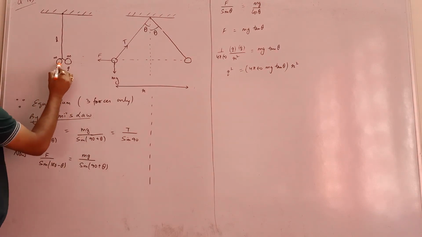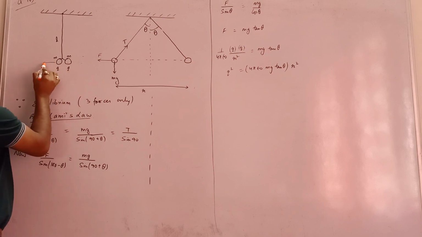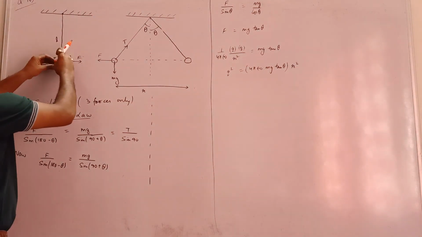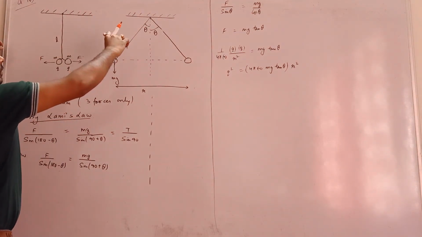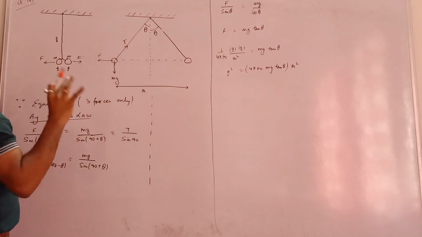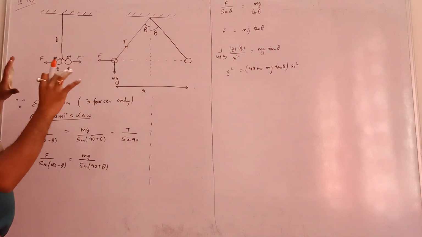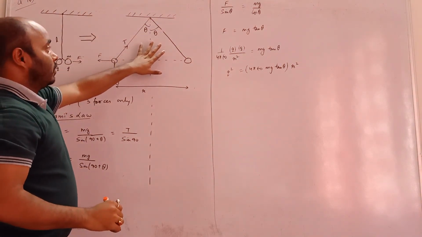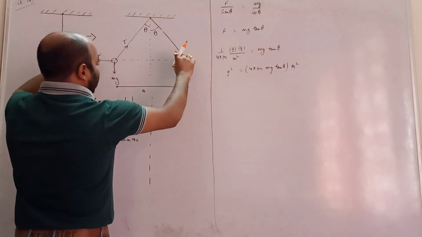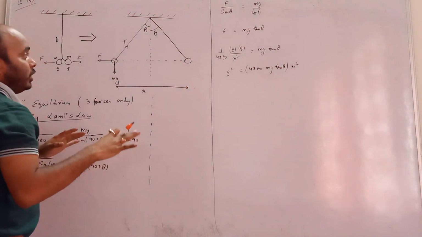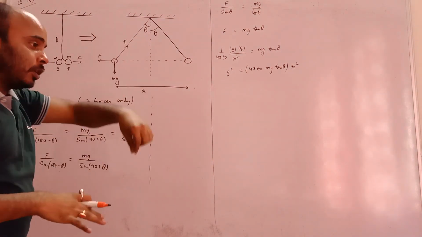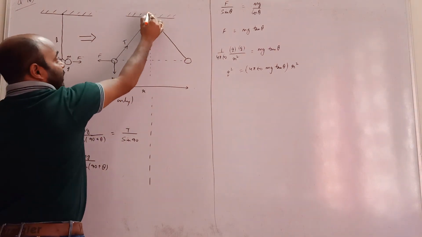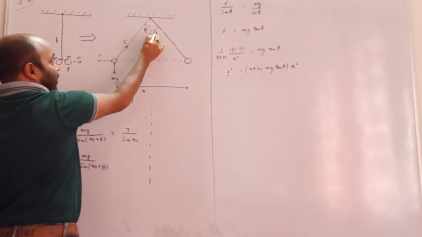Since these two spheres have the same charges, what will happen? They will experience a repulsive force, and they will spread apart and attain an equilibrium position. What is the equilibrium position? When the net force is 0. So these two charges are experiencing force and they come to an equilibrium position. At that equilibrium position, in the question it is mentioned, theta is the angle of the thread with the vertical. This is the vertical we have, this is the angle.